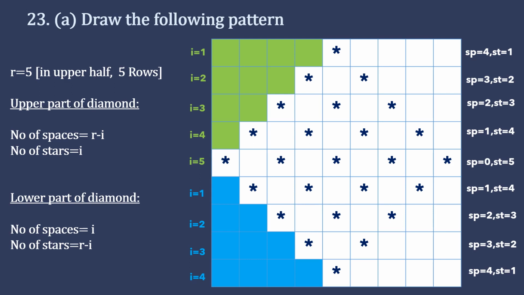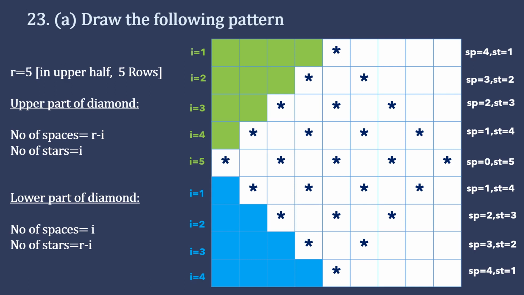And in the lower part, you can see again your I value starts with 1, 2, 3 and continues till 4. That is 5 minus 1, R minus 1. So in the lower part, the number of spaces is equal to I and the number of stars is equal to R minus I.